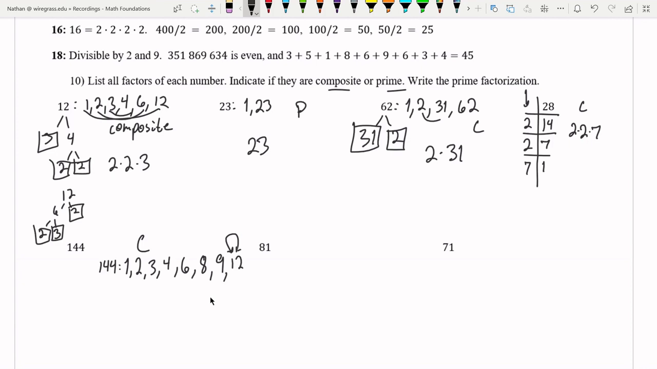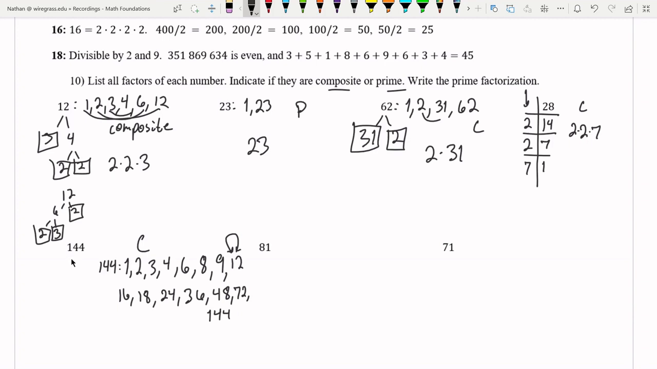So all I have to do at this point is just go back. I'm going to get 144 divided by 9 is 16, divided by 8 is 18, right? 9, 16, 8, and 18. Divided by 6 is going to be 24. Divided by 4 is 36. Divided by 3 is 48. 2 is 72. And of course, 1 is 144. So those are all the factors of 144. There's quite a lot of them.